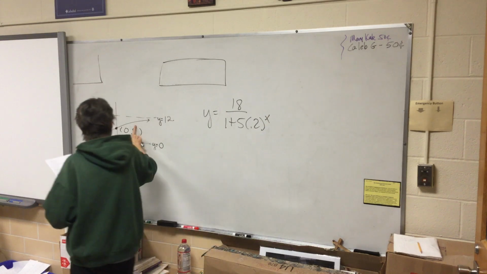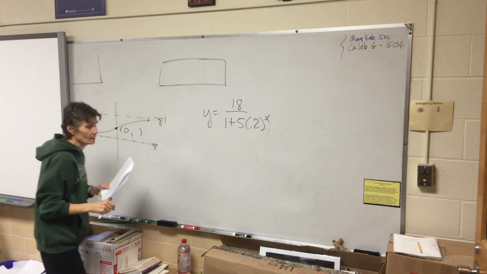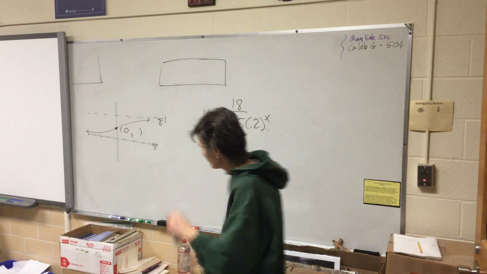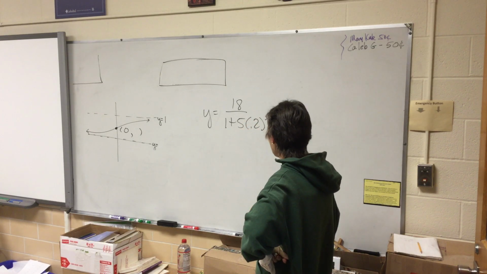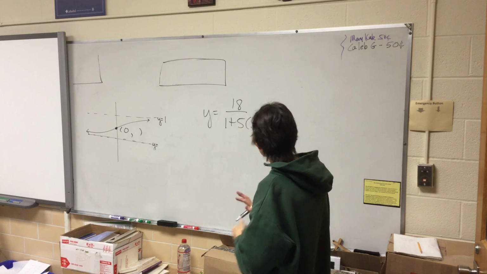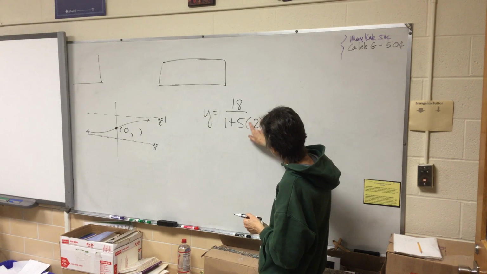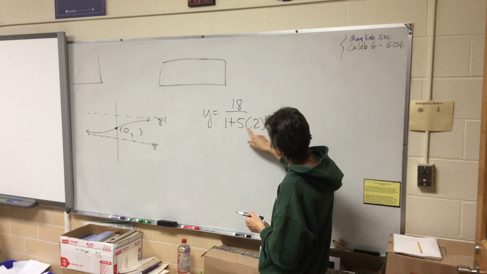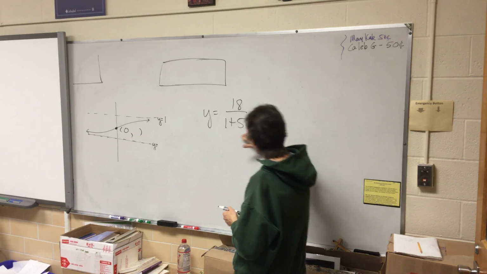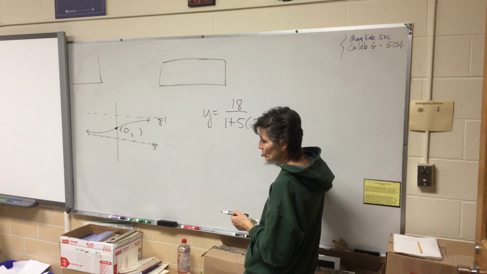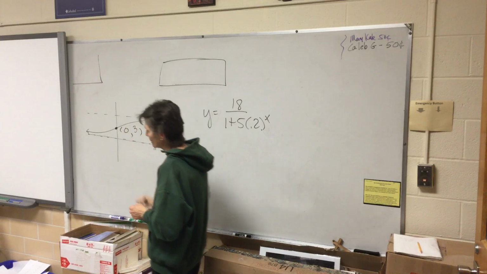Okay, and I need my intercept and I need my asymptotes. Okay? So here we go. How do we find our y-intercept again? Plug 0 in for x. Yep, and when I plug a 0 in there, this turns into 1. So this turns into 5. So the whole denominator turns into 6. 18 over 6. Would you say your intercept's at 3?